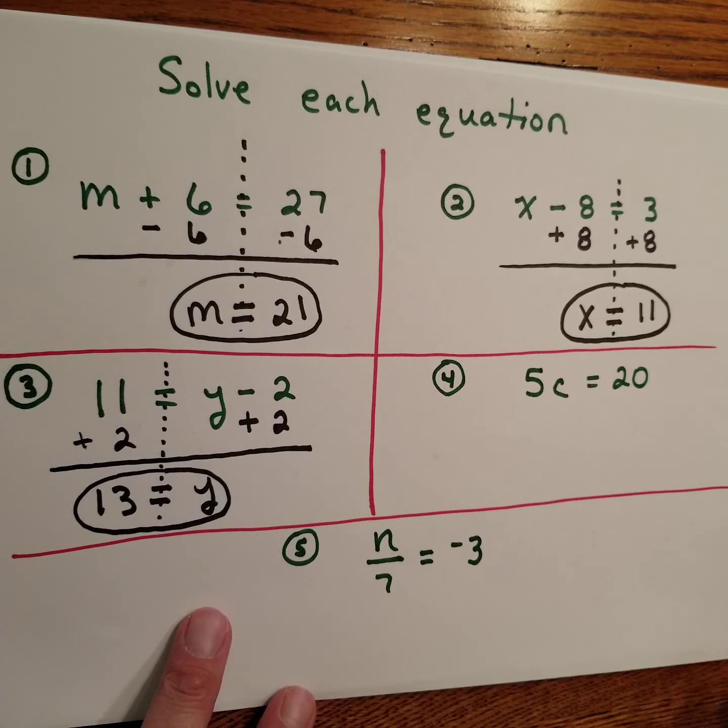For number 4, I'm looking for a small number that I can multiply times 5 and end up with 20.